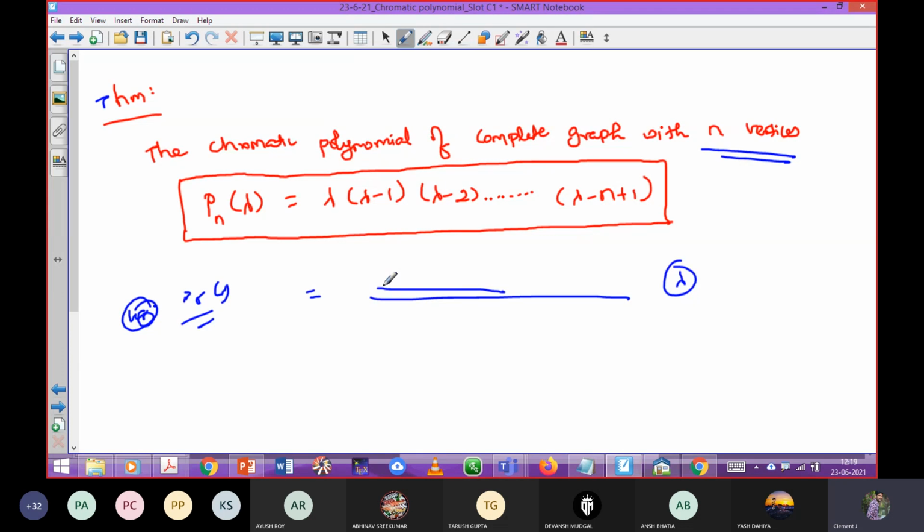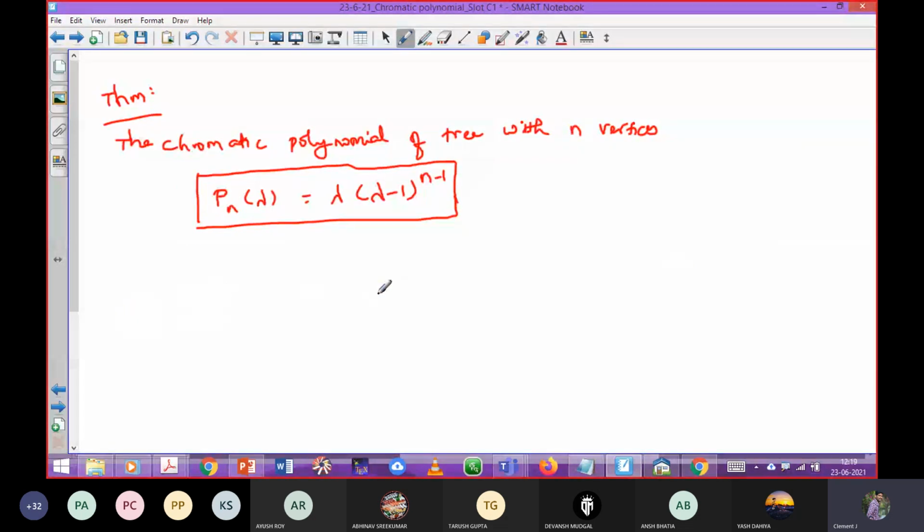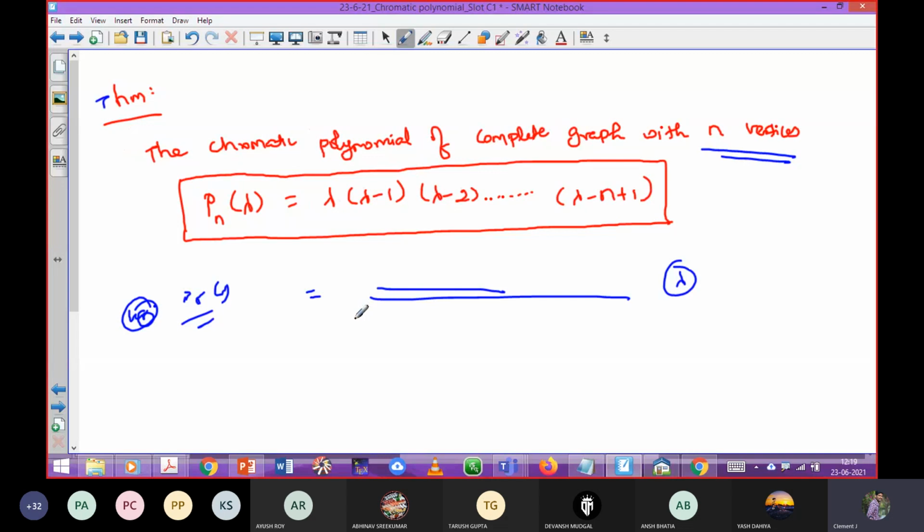By the way, there is also the chromatic polynomial of a tree with n vertices. You can keep these keynotes to get into the 10-mark problems. Anyway, it's an open book test, so it is not required to memorize it. You can just write it down separately on your paper. Then automatically the problem will be quite easy to solve.